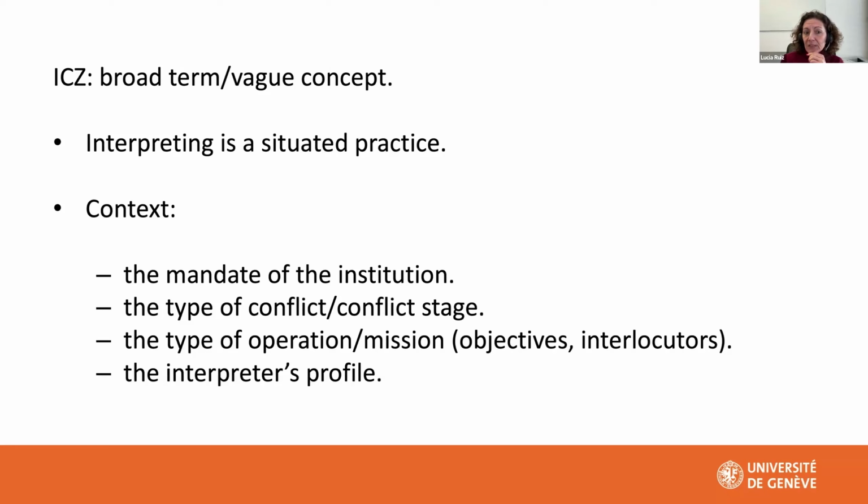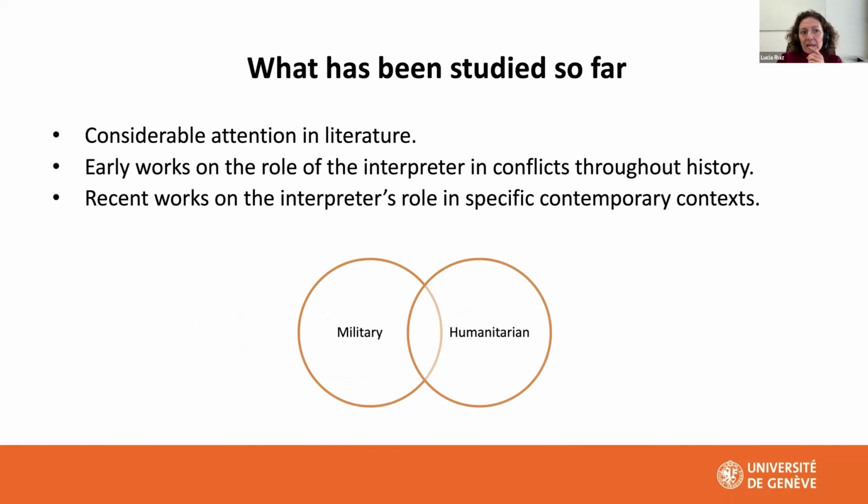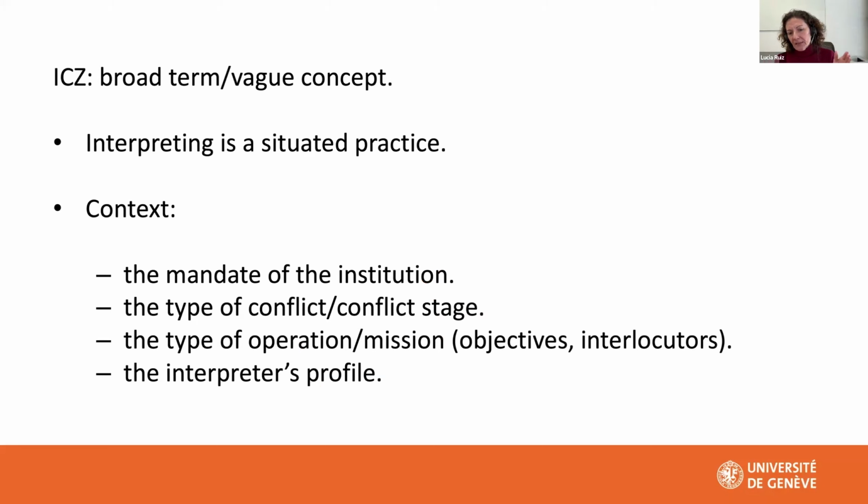And this context is made up of different elements: the mandate of the institution recruiting the interpreters, the type of conflict or the conflict stage. Is it escalation, de-escalation, conflict resolution, etc.? The type of operation or mission, a counterinsurgency operation, for example, in the context of the military, a humanitarian operation carried out by the military, etc. And also the interpreter's profile. Is it a locally recruited interpreter? Is it a national interpreter? A conference interpreter deployed to work in the field, etc.? So I think it is important to consider that even if we're talking about interpreting in a conflict zone, the role of the interpreter and the practice of interpreting will change depending on the specific context in which the interpreter works.